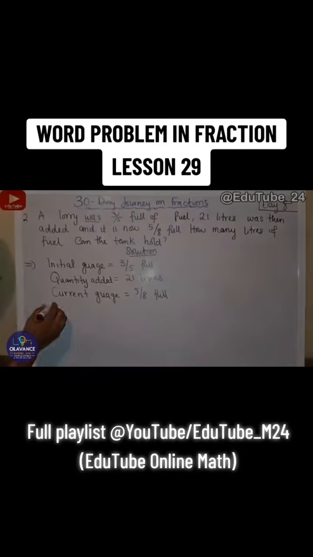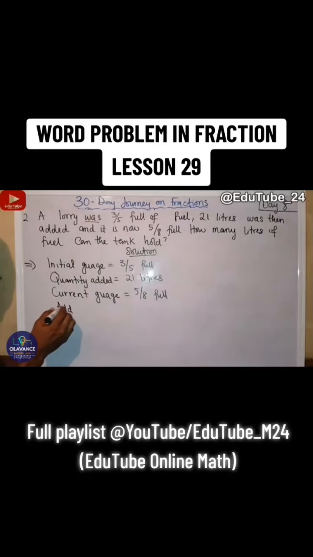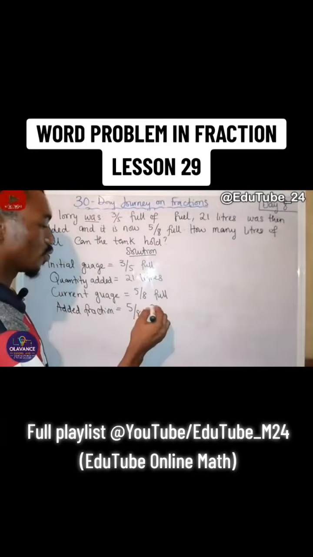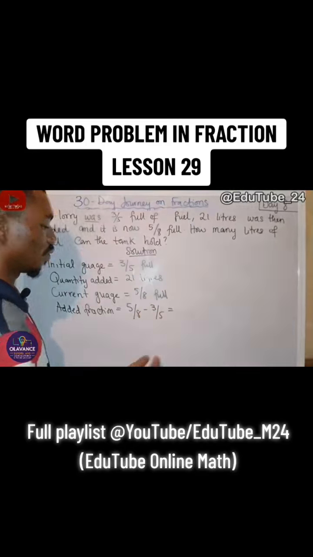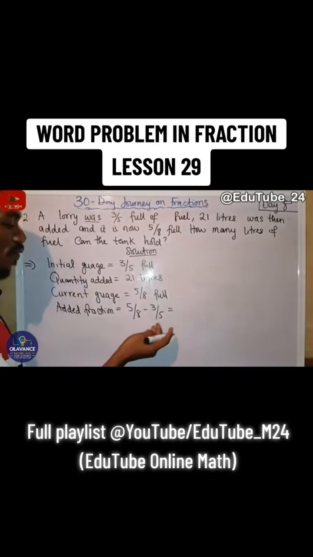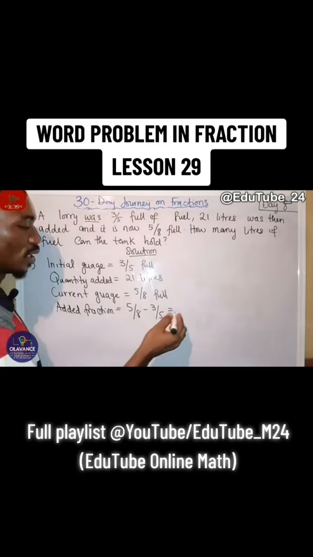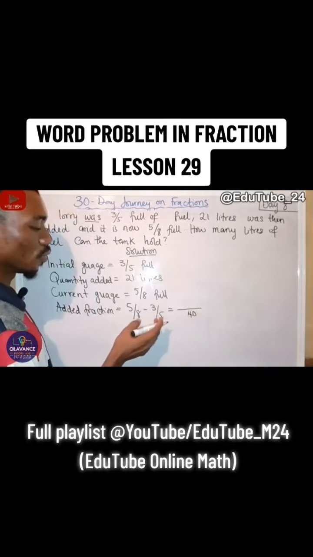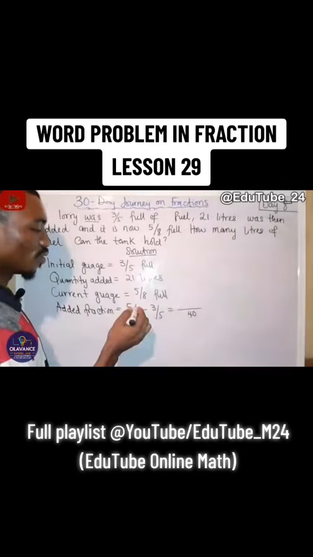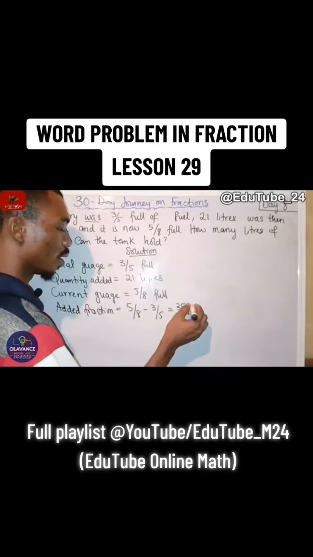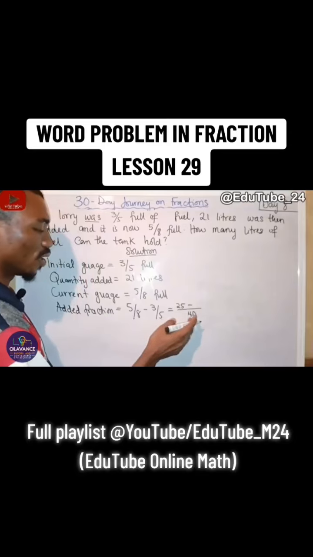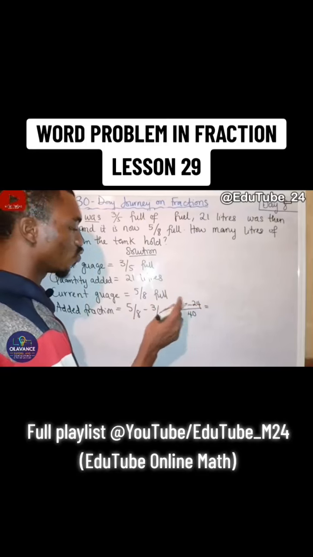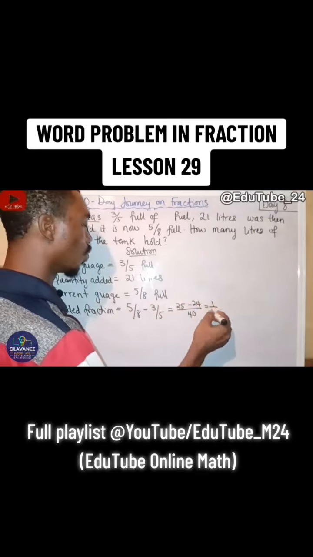So I'm going to say the added fraction is equal to 5/8 minus 3/5. As usual, we find the LCM of 5 and 8, which is going to give you 40. Then 8 in 40 will give you 5. Then 5 times this 5, we are going to have 25, minus, then 5 in 40 will give us 8. 8 times this 3, which is the numerator, we are going to get 24. So that means 25 minus 24, we are going to have 1/40.